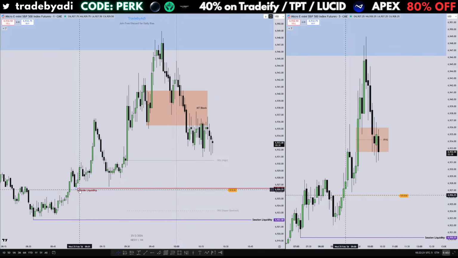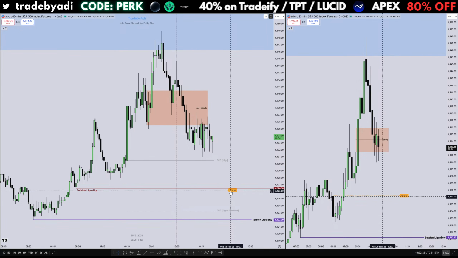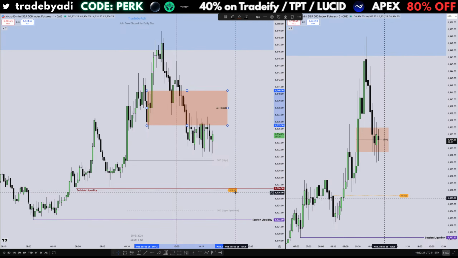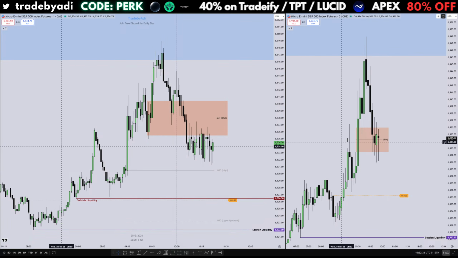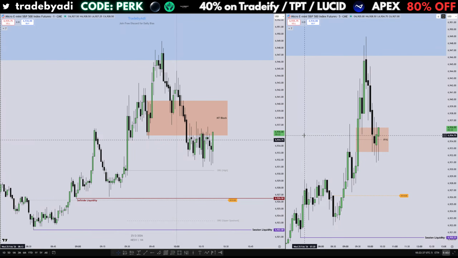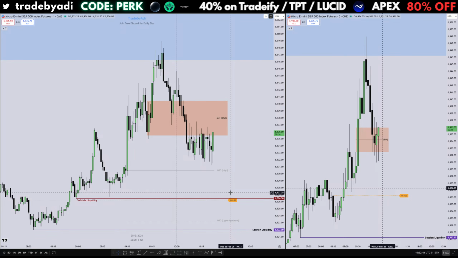And this equal lows and the 830 low, it is aligning. That's why I'm thinking it should really go to this low. And let's see. It is accumulation, manipulation, distribution to the downside.